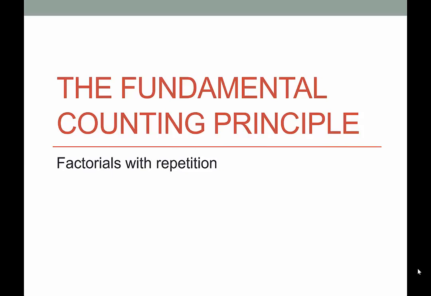In this video, dealing with the fundamental counting principle, we're going to look at factorials when we're dealing with some repetition. So recall a factorial: if we have n factorial, that means that we multiply n by every positive integer factor that's smaller than it. So it would be n times n minus 1 times n minus 2, and so on, times 3 times 2 times 1. That's what a factorial is.